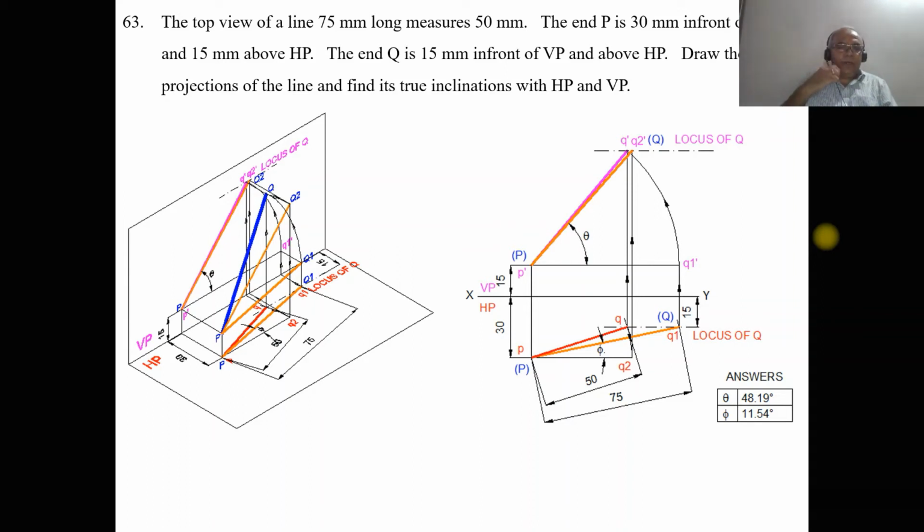Now, in this video, we are going to take up one more problem on projections of lines, problem number 63, how to analyze this problem in 3D, and also by using sketchbook, how can we draw this.